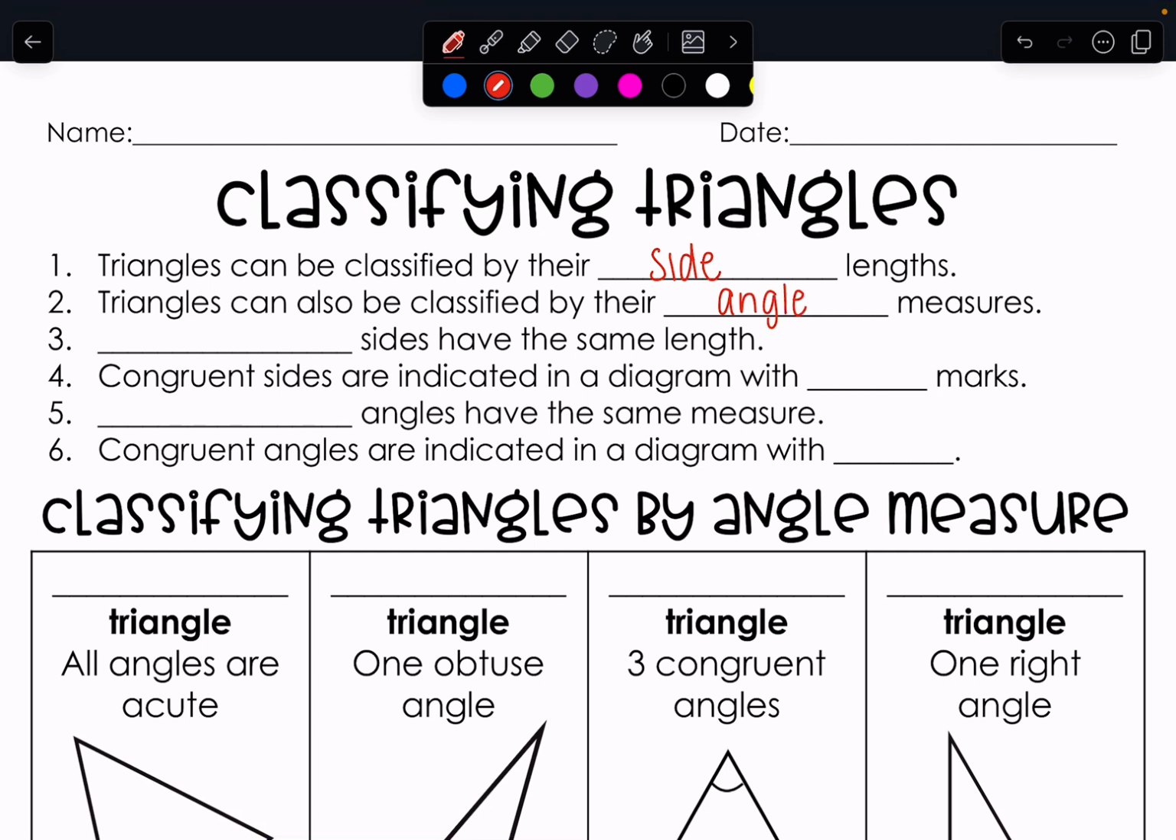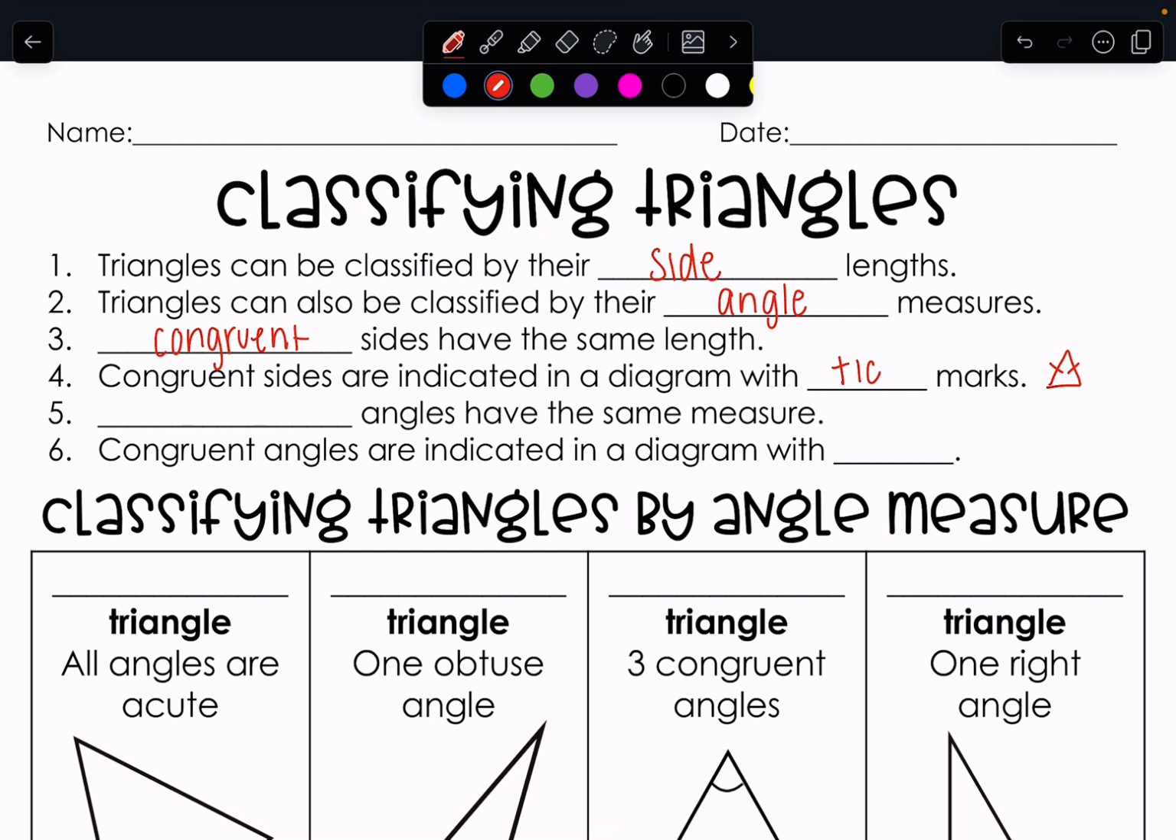Congruent sides have the same length. So, remember, the word congruent means that they are the same. And congruent sides are indicated in a diagram with tick marks. Okay, so they'll look like this. So if I have a triangle, if I have these ticks here, that indicates that those two sides are congruent, meaning that they are the same measurement.